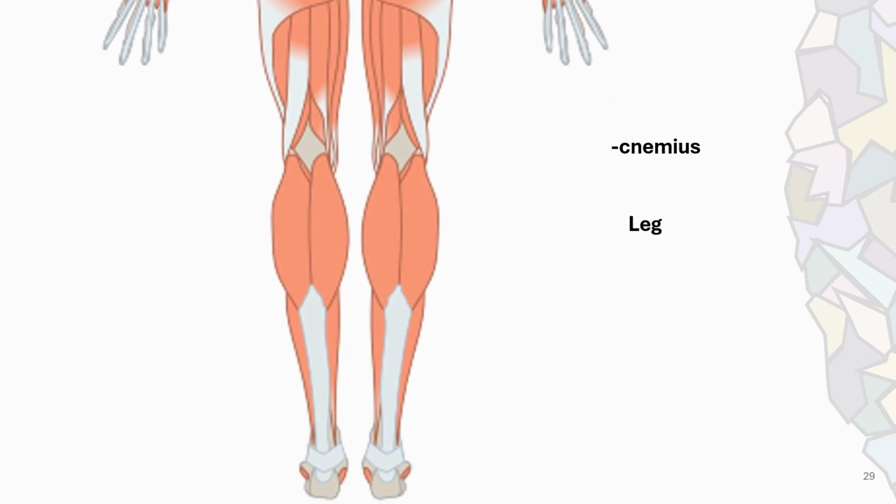Okay, cnemius. This one is a little bit tough to say all by itself with that extra C at the beginning. However, if you see the ending of this word, cnemius, it refers to the leg. So we're certainly going to do some word breakdown that uses this and refers to the leg.